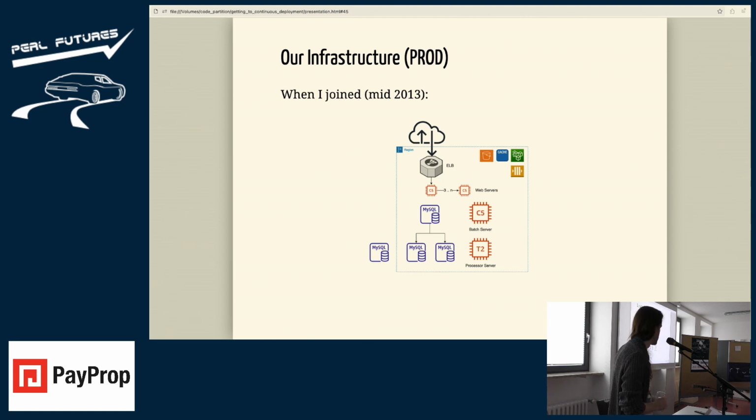And when I joined in mid 2013, we were deploying to AWS. So this is a very, very simplified architectural diagram. I've left a lot of stuff out because it's not relevant to the talk, but the things relevant here are those in orange. So we have auto-scaling web servers, and we have a batch server, and we have a processor server. So a few things that we deploy changes to.